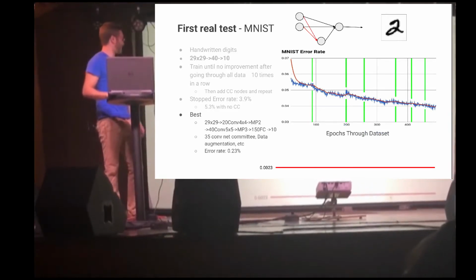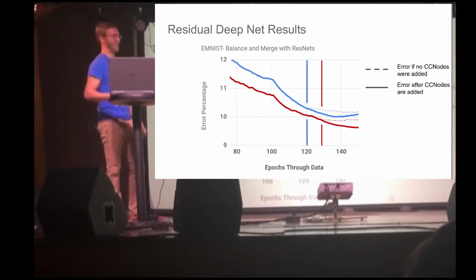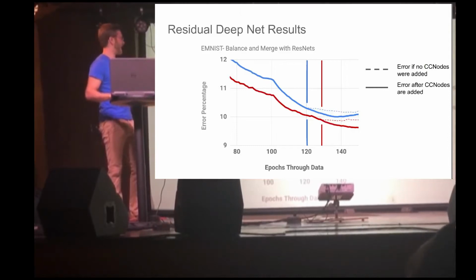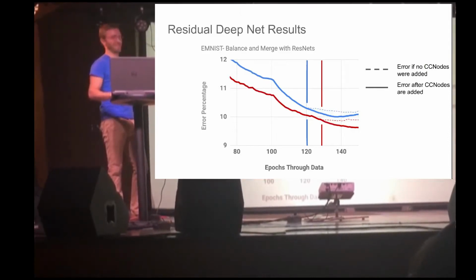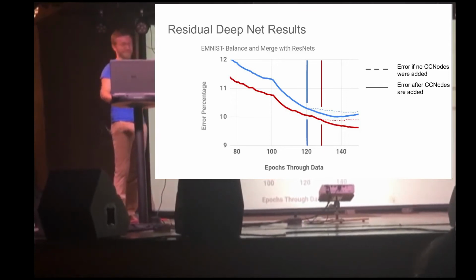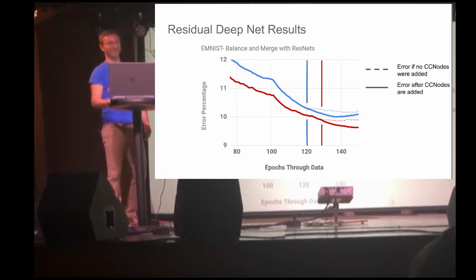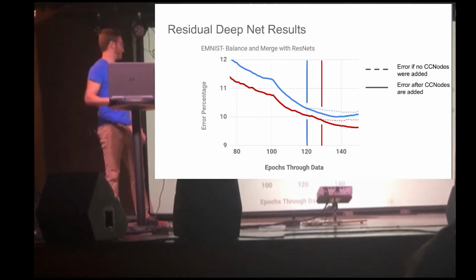So we had to see if it worked with some state-of-the-art stuff, and at the end of the day, it does, but not nearly as well. The flat lines are where it went after adding CC nodes, and the dotted lines are basically what would have happened if we didn't. So it makes it about barely 1% better, but it's also about a zillion times slower. So we're not sure if it really has any value in the real world. But either way, it was fun.